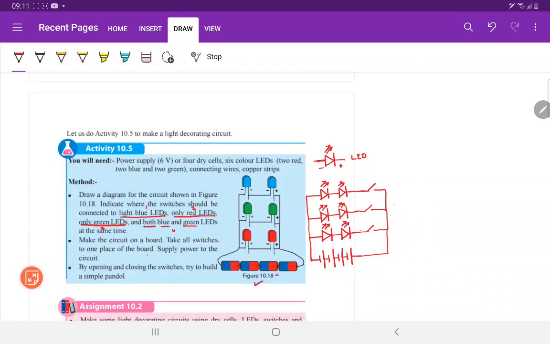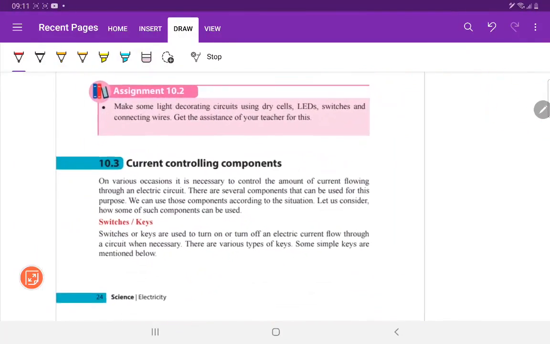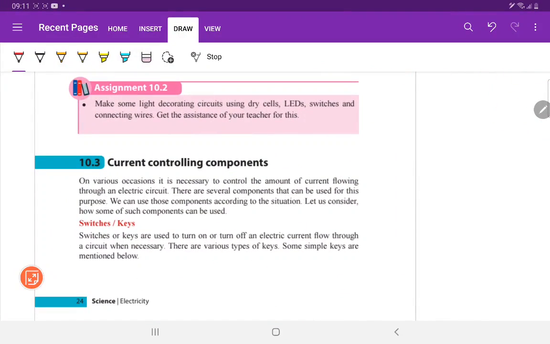If you are making this on a board, children, take a rigiform board and make this circuit as it is, and you have to take the switches in one place. If you take the switches to one place, you can switch on and off the same thing. If they want the decorative lights at the same time, you have to close and open, and it will automatically give whatever you want according to your requirement.